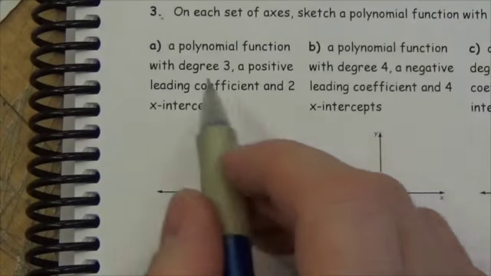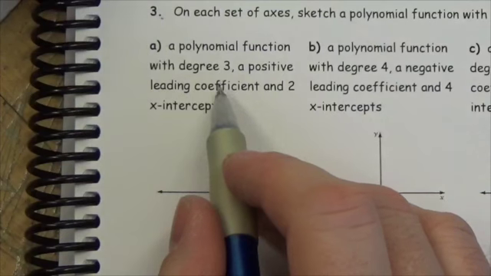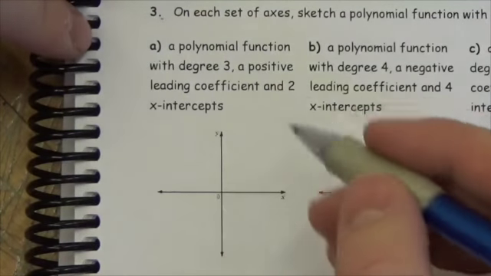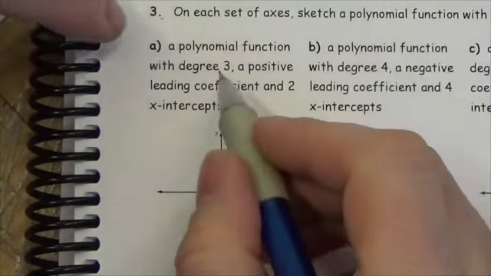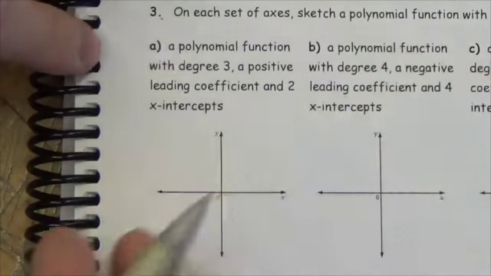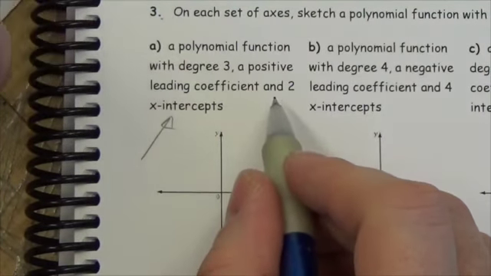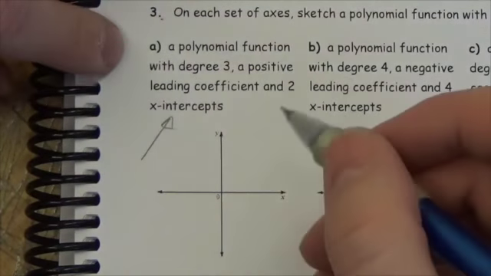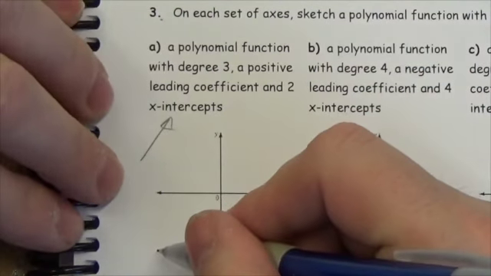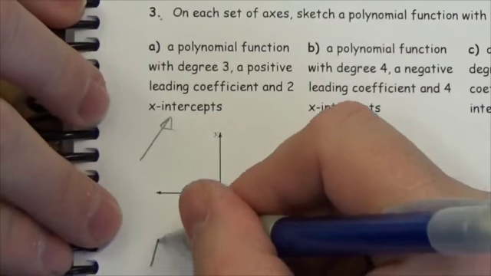On each set of axes, sketch a polynomial function with the given characteristics. Okay, so the first one says a polynomial function with degree 3, so it's going to be a cubic, so it's going to have the 2 turning points in it, a positive leading coefficient, okay, that means it's going to be moving up, okay, and 2 x-intercepts. Okay, now I got to think how that's going to work here. So I know it's going to start low and it's going to end high. So it's going to come low, it's going to come up here.